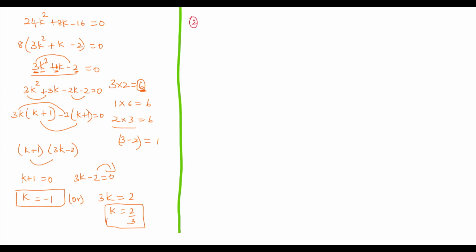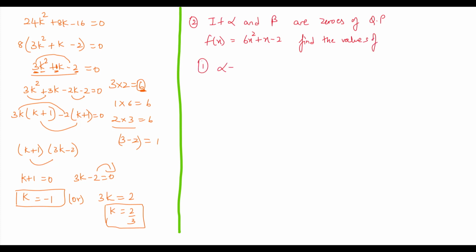Second question is, if alpha and beta are zeros of the quadratic polynomial f of x is equal to 6x square plus x minus 2, find the values of. So first one, we have to find what is alpha minus beta. Okay, you have to find alpha minus beta.